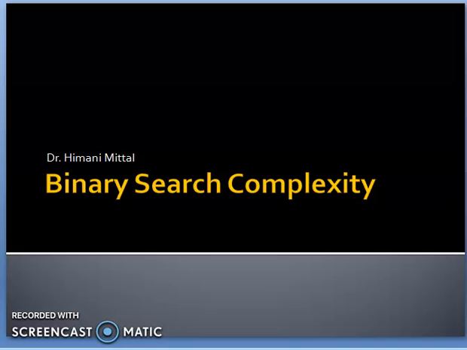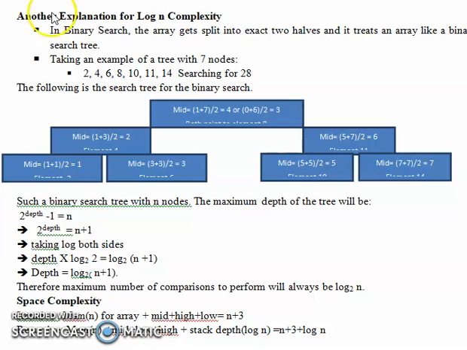And for binary search, the complexity can be calculated in many ways. So let us look at one of the methods. As you can see here in this picture, this is the intuitive explanation of the complexity of binary search. Later on in this video, I will be discussing the calculation using the substitution method of recurrence relations. So let us look at the intuitive method.